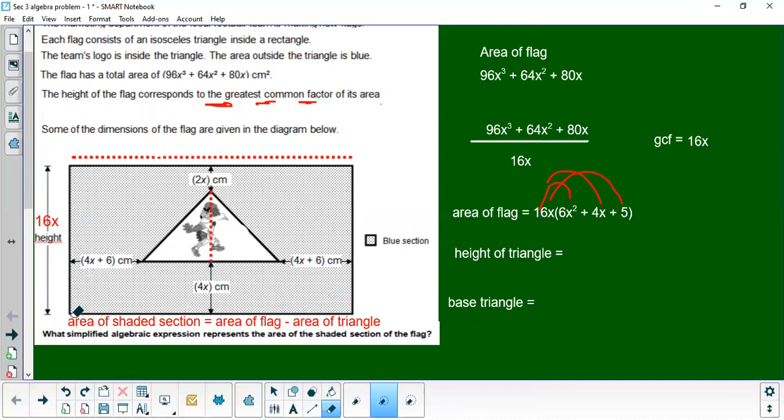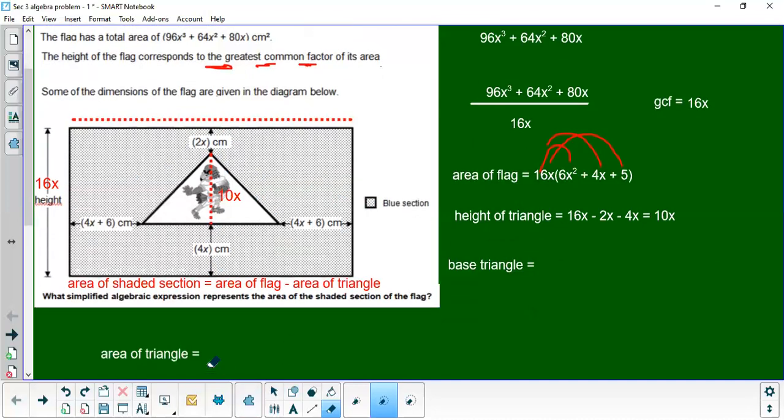So since we know the height of the flag, we can find the height of this triangle. The whole thing is 16x, minus 2x, minus 4x. That means this has to be 10x. So the height of the triangle has to be 10x. So all of this together has to be 16x: 2 plus 4 is 6, plus 10 is 16. Okay, so now we have the height of the triangle.